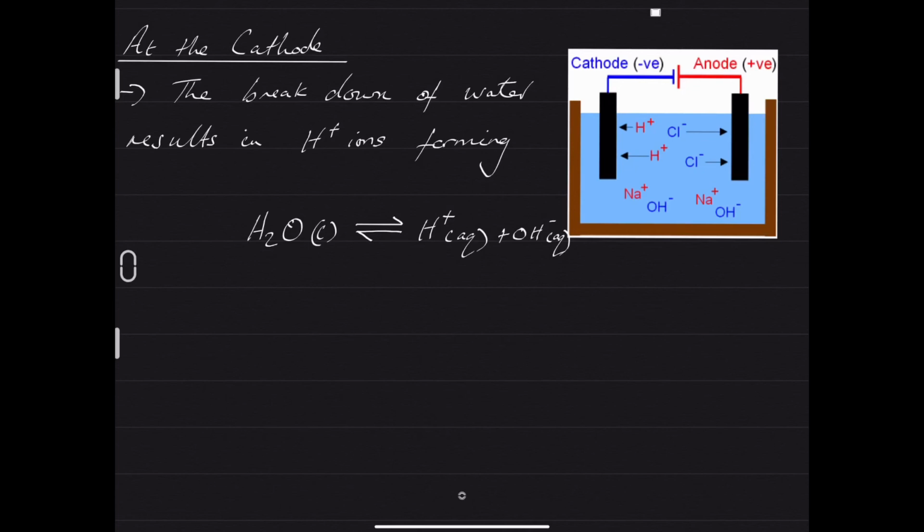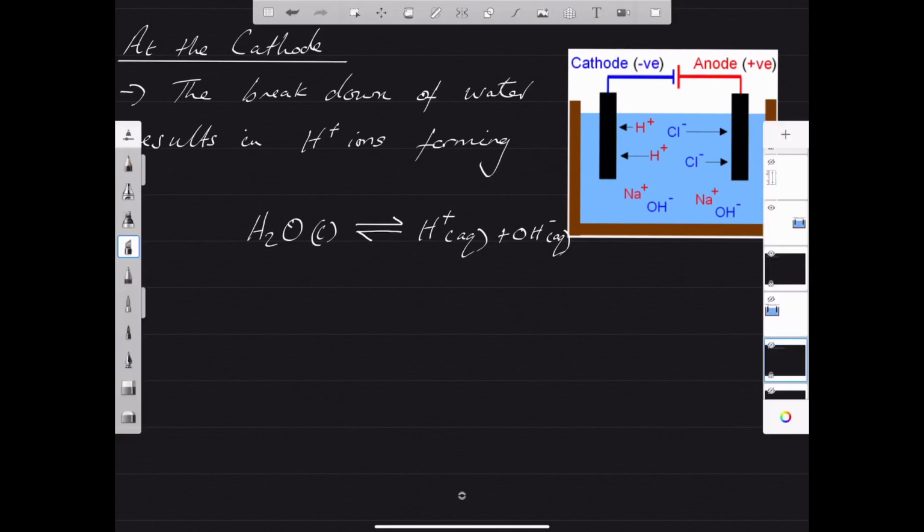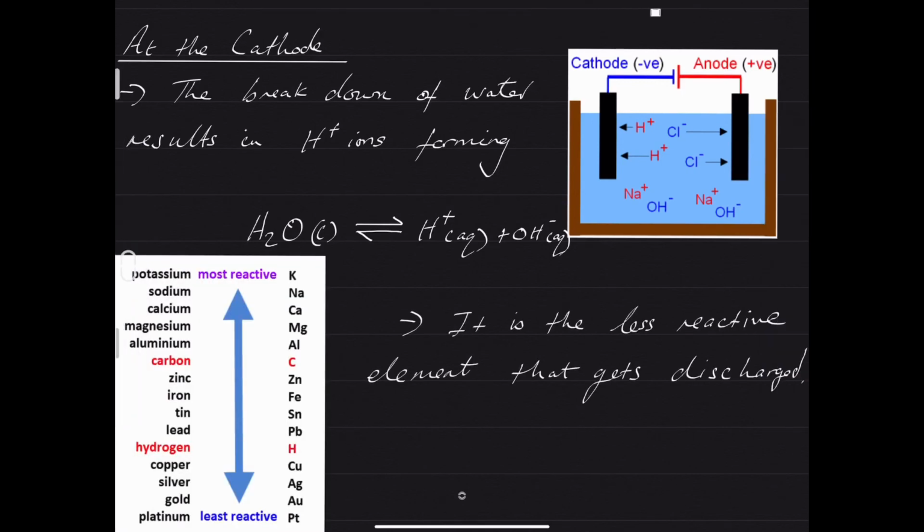Now it may be asked further, why doesn't the sodium get discharged instead of the hydrogen? Why are we discharging hydrogen and not sodium? Because sodium is also positive, it should be attracted to the cathode and is attracted to the cathode. However, only the hydrogen is discharged. To understand this, we need to look back at the reactivity series. Here we can see that hydrogen is lower in the reactivity series than sodium.